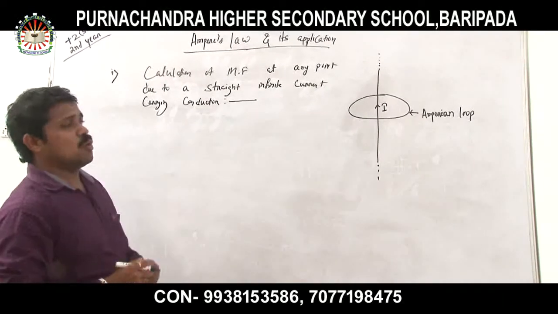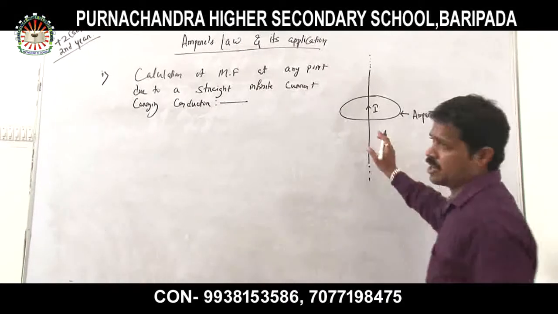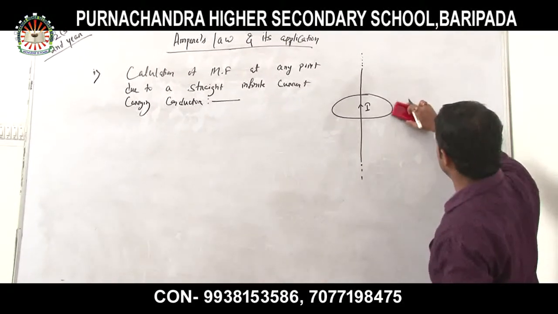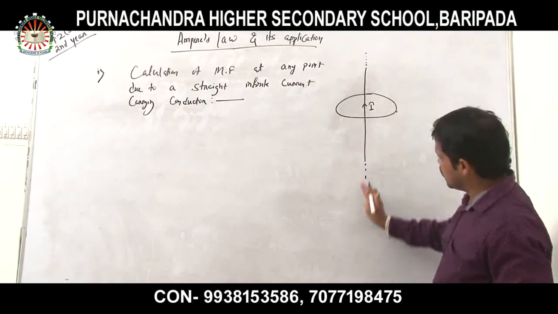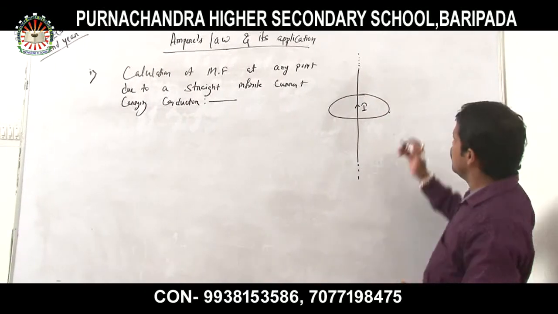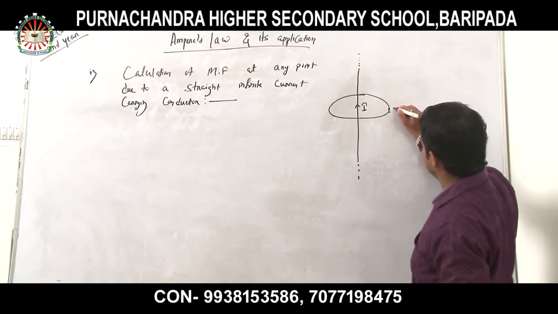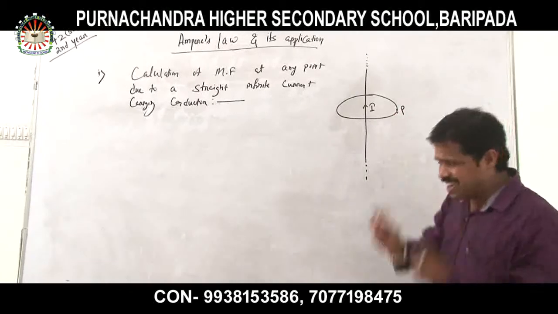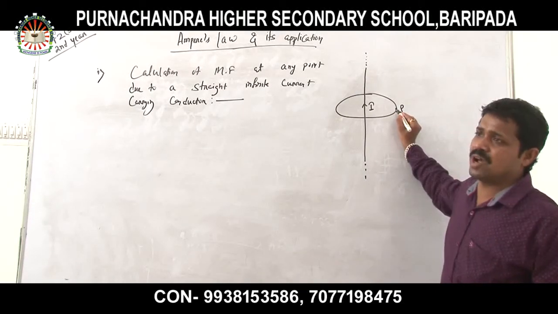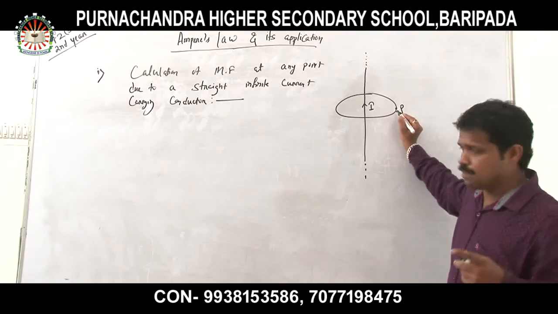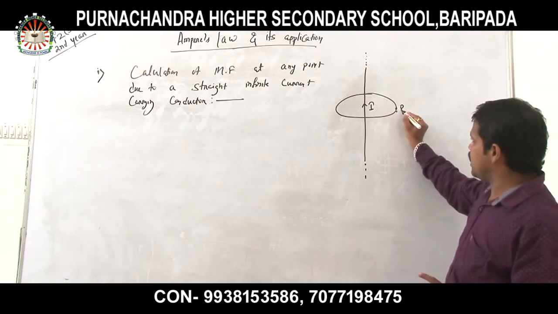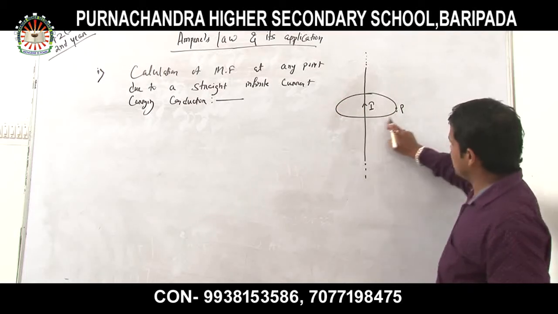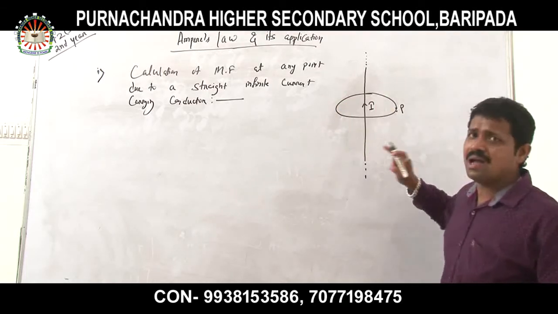So what I have to assume, look at the figure very carefully. I have to assume a long infinite current carrying conductor. And I will take a point P. Suppose this is my point P. Now I am going to find out the magnetic field at this point P. Very simple. My aim is to find out the magnetic field at the point P. This point P can be anywhere around the conductor.